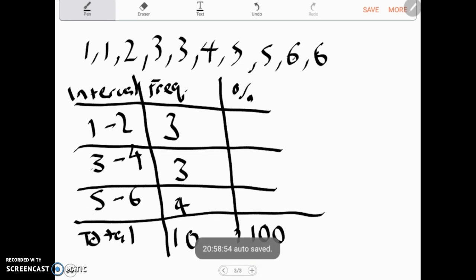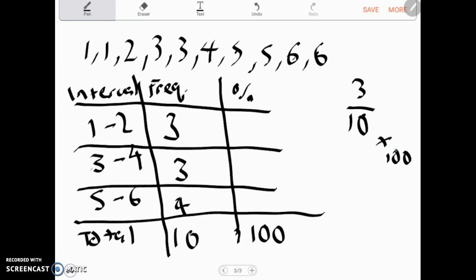And then we just calculate our frequency percentages. So our total is 10. Our first frequency is 3. We times that by 100. So 3 divided by 10 times 100, I think you'll find it to be 30%. And this one's the same, 30%. And 4, well, 4 divided by 10 times 100 would be 40%.